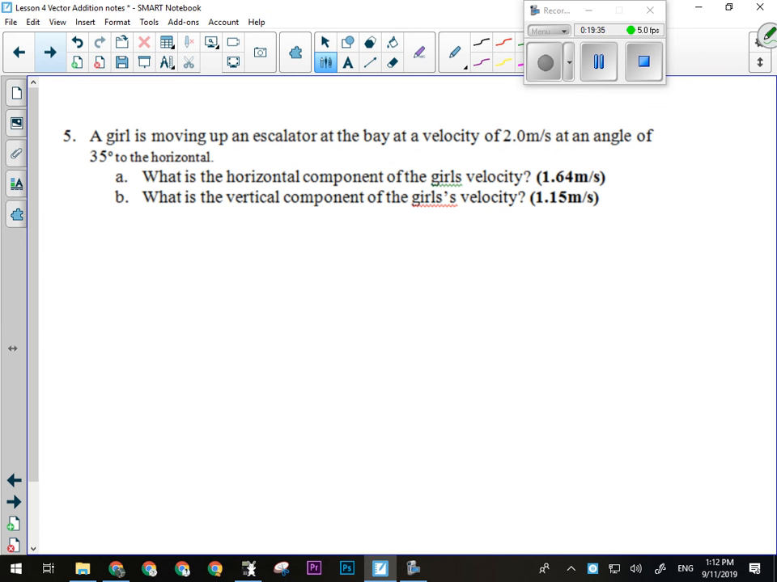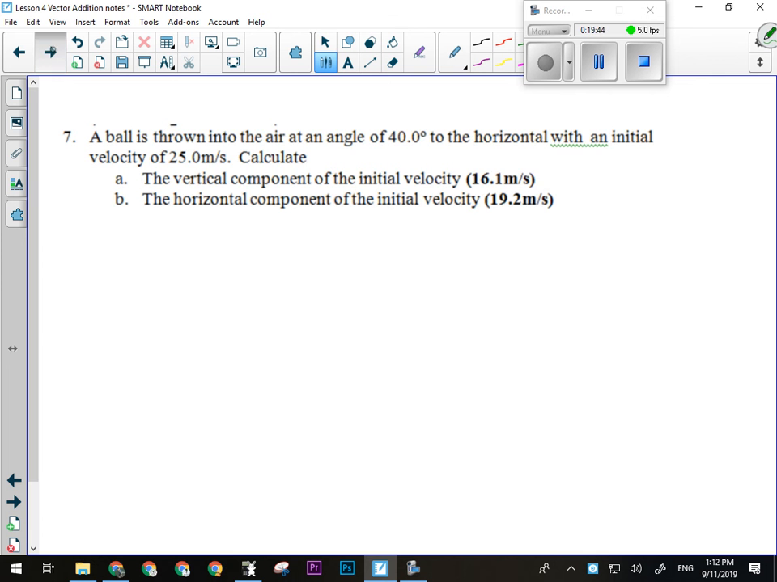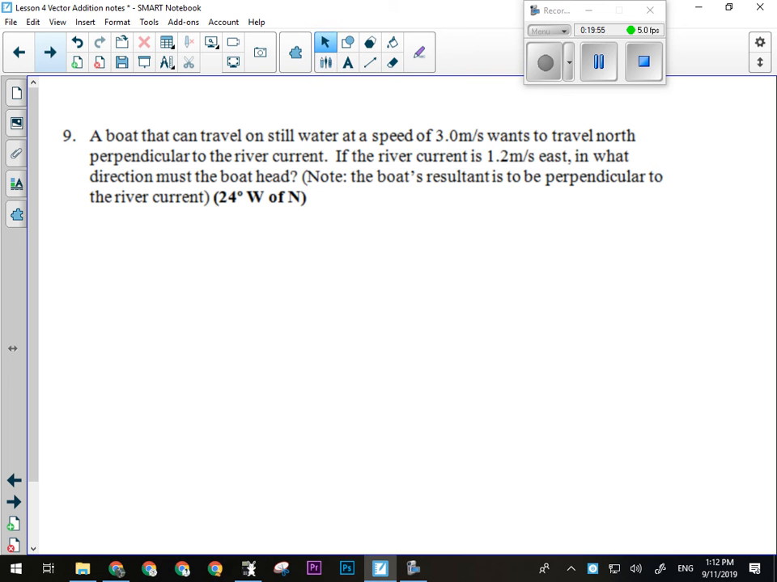I want you guys to try number 9, because this is going to lead us into a whole new type of vector question. We call them boat questions because they're usually a boat, but they could easily be an airplane as well. We're going to be looking at these here in a minute. I want you to start out with that one. It's relatively straightforward. Actually, you know what? I'm going to make one up first, and we'll do the one I make up first.